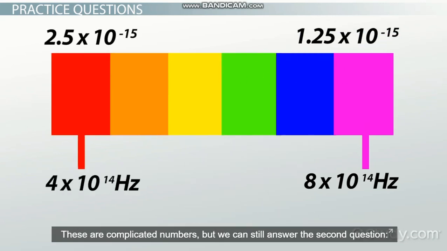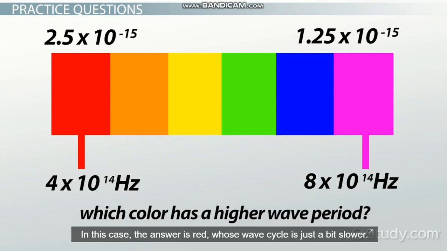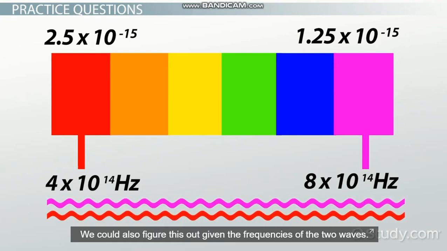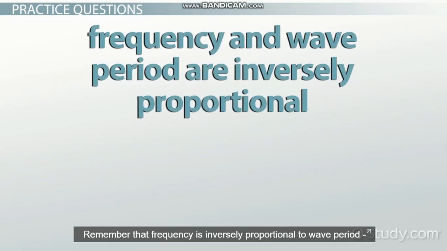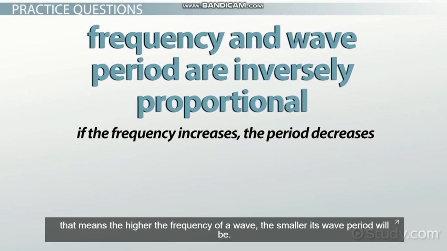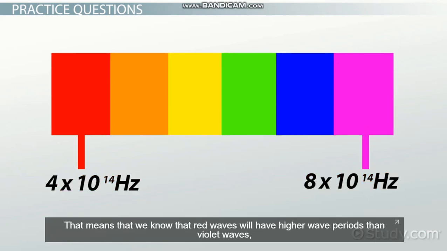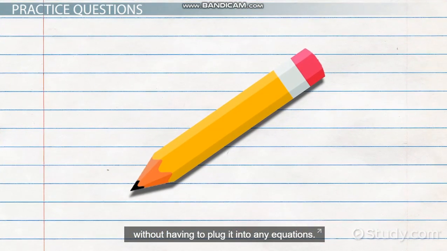These are complicated numbers, but we can still answer the second question. Which color has a higher wave period? In this case, the answer is red, whose wave cycle is just a bit slower. We can also figure this out given the frequencies of the two waves. Remember that frequency is inversely proportional to wave period. That means the higher the frequency of a wave, the smaller its wave period will be. Violet waves have a higher frequency than red waves. That means that we know that red waves will have higher wave periods than violet waves without having to plug it into any equations.